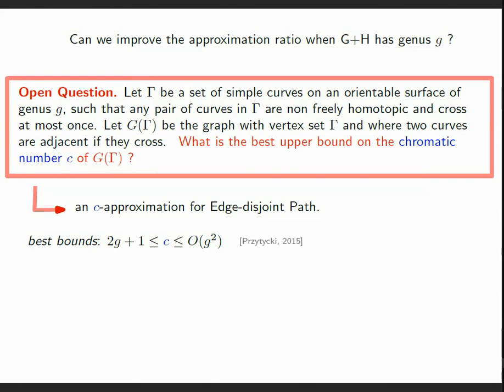As far as we know, the best upper bound on the chromatic number of G of gamma is big O of g squared. And it follows from the fact that this graph always has a node of degree at most big O of g squared.